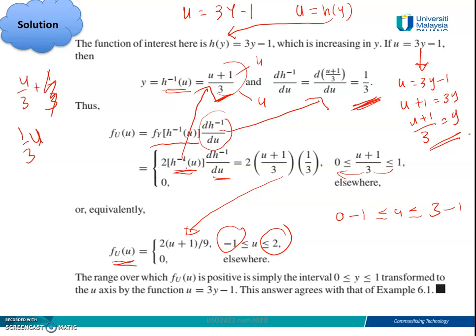If you look here, this is easier compared to the previous method. The range over which fu is positive is simply the interval y between 0 and 1 transformed to u by the function u equal to 3y minus 1. So this answer agrees with example 6.1. You can check from the previous video, you get the same answer.